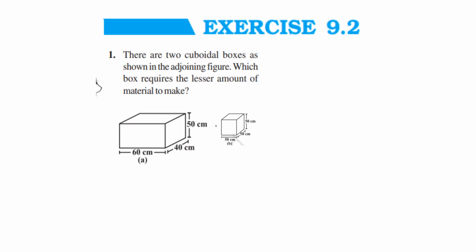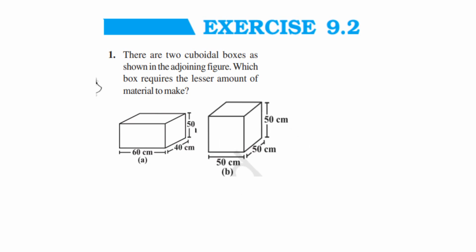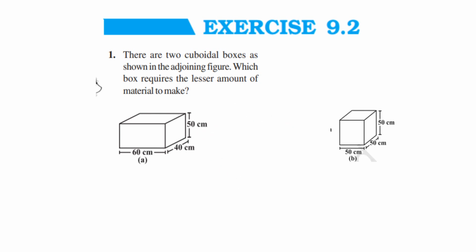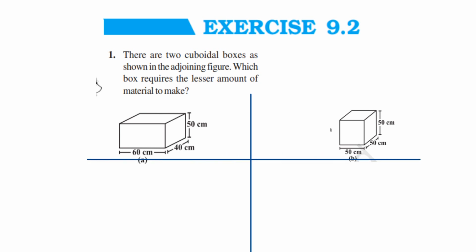So here we have one is a cube, another one is a cuboid. Which one requires lesser amount of material to make? For doing this, I will find the total surface area of the cuboid and the total surface area of a cube. What will be the mathematical expression for the total surface area of a cuboid?